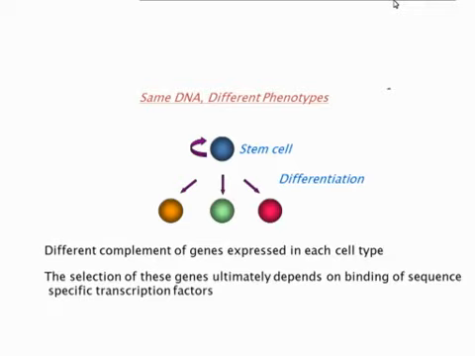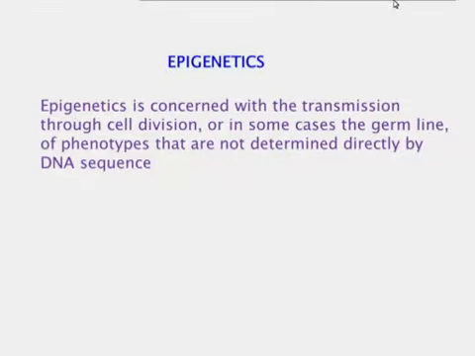This should be obvious. That is to say, there has to be a way ultimately to decide how to turn the genes on and off. That has to involve mechanisms, mainly proteins, that can recognize regulatory elements near the genes and select them. So that's necessary, but in the higher organisms, it's not sufficient. And it's the lack of being sufficient that we're really going to talk about today. So, the formal definition of epigenetics is that it's concerned with the transmission through cell division, or maybe in some cases through the germline, of phenotypes that are not determined directly by DNA sequence.